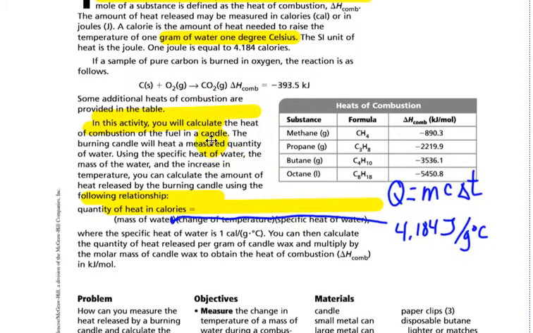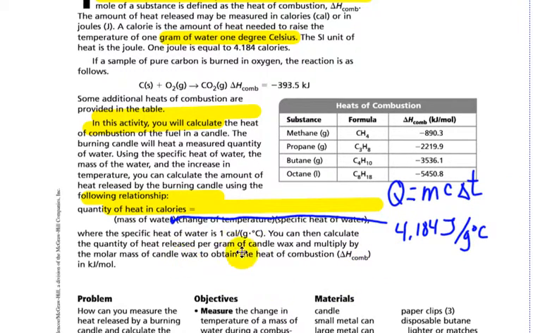In this activity, you'll calculate the heat of combustion of a fuel in a candle. The burning candle will heat a measured quantity of water. Using the specific heat of water, the mass of water, and the increase in temperature, you can calculate the amount of heat released by the burning candle using the relationship Q is equal to mC delta T, as we've seen earlier. The idea here, of course, is that we're going to have a somewhat closed system, and all the energy released by the candle will be used to heat up the water. So if we're assuming a perfect conversion, the energy required to heat up the water is equal to the energy released by the candle.